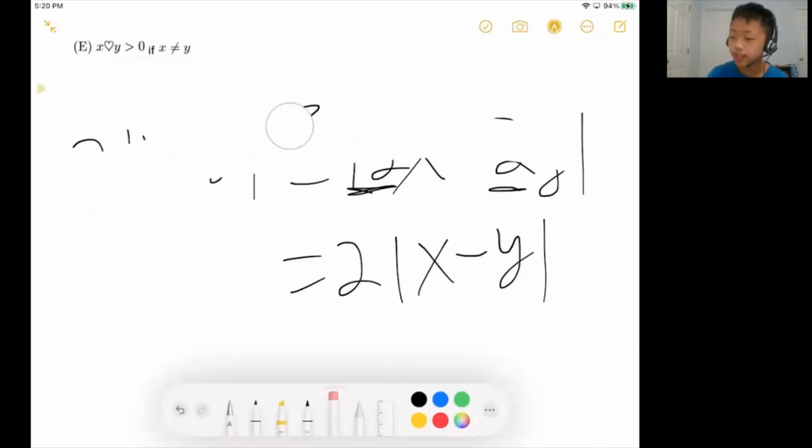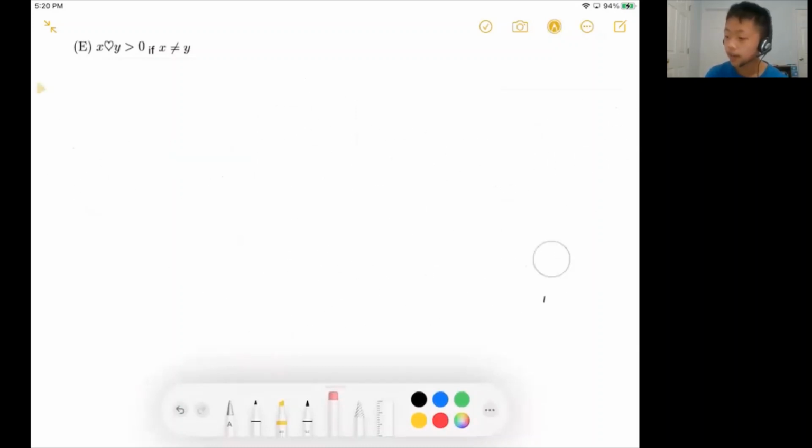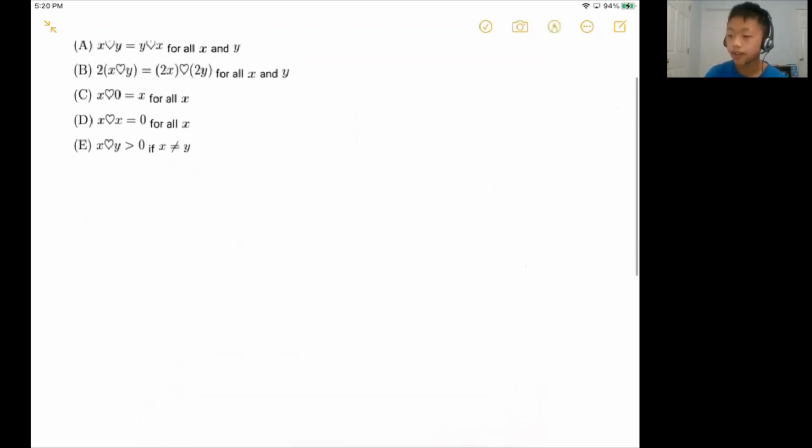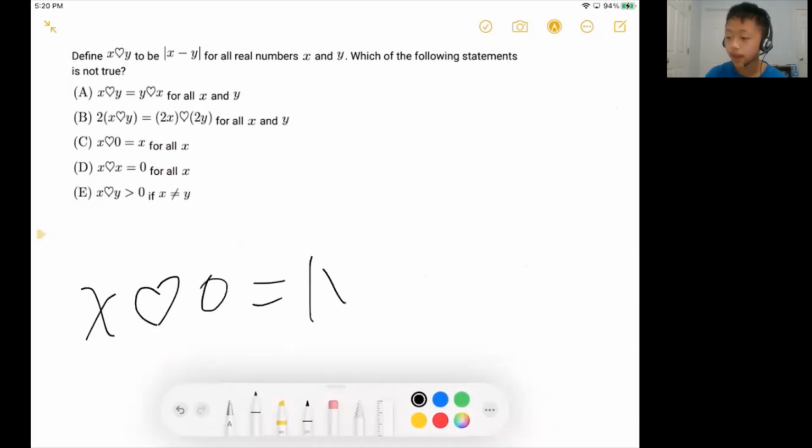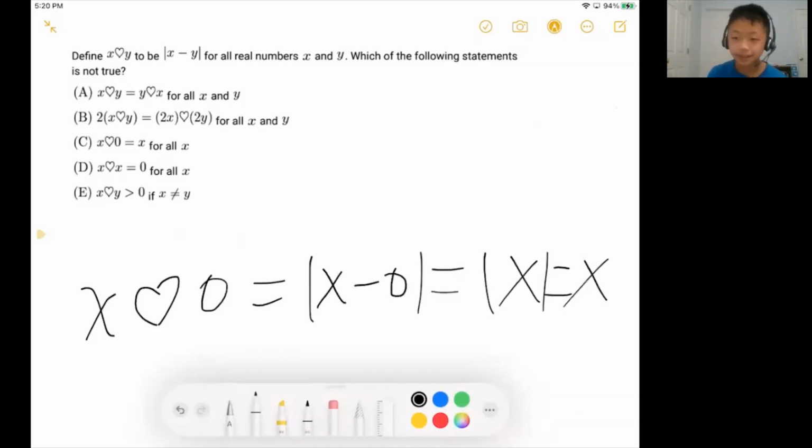So let's look at choice C now, which is x heart 0 is equal to x. So x heart 0 is going to equal the absolute value of x minus 0, which is equal to the absolute value of x. And we want to know, does that equal x for all values of x? Well, clearly not, right? Because if I take x equals -1, the absolute value of -1 is 1, but 1 does not equal -1. So choice C is clearly incorrect.